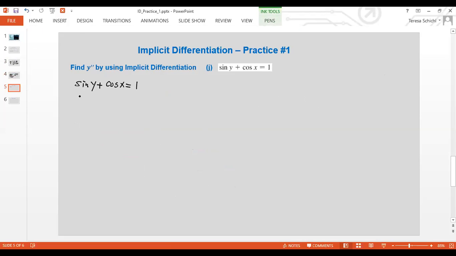Okay, now let's see sine. What is the derivative for sine? Is cosine. It's cosine y. Don't forget, y is a function of x. So what do I need to have here? Y prime, okay? Okay, so then minus cosine. Cosine, the derivative is what? It's a negative sign. So it's minus sine x. 1 is what? It's zero here. All right, so the first derivative is quite simple. So what is that here is a sine x and a cosine y.